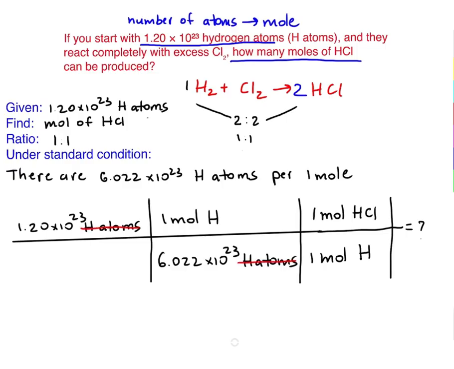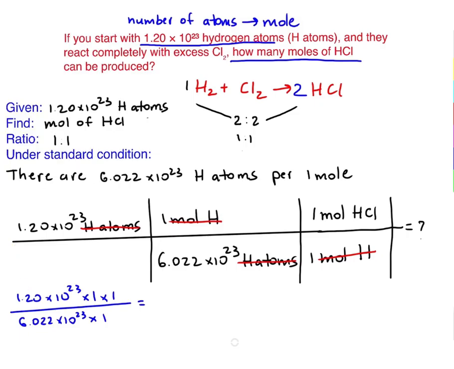So H atoms cancel, moles of H cancel, and then you're left with moles of HCl. That's the most important thing, because you need to make sure that the unit you end up with is the unit you need to solve for, and it's moles of HCl, not moles of H2 or chlorine. It's HCl. So that's why it's very important to write down all the units. And then the rest is just the math.